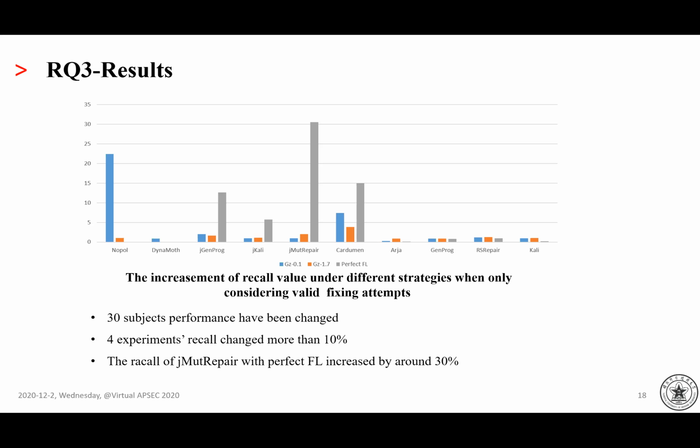As a comparison, the changes under the perfect fault localization are generally more obvious, since the number of valid attempts is sometimes less than 100. For example, the valid attempts in JMutRepair is only 33, much less than the total number of bugs in Defects4J, which is 395. As a result, its recall has increased by 30%.